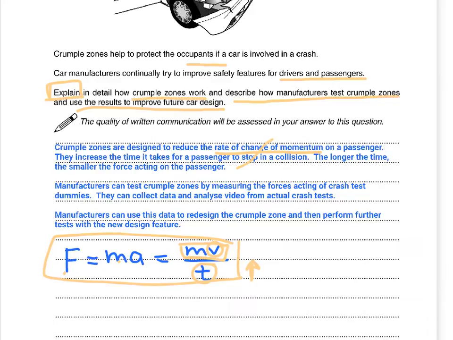Then what we've got to do is move on to the next bit, which is describe how manufacturers test crumple zones. And it really is just common sense. Manufacturers can test crumple zones by measuring the forces acting on crash test dummies. They can then collect their data and analyze video from actual crash tests. And then finally, how do they use that information? Well, they will then use this data to redesign the crumple zone and then perform further tests with the new design features. So what I've done there is I've covered all three parts. There's 2 or 3 marks that are going to be wrapped up into this section, and then probably 2 marks here and 1 mark here.